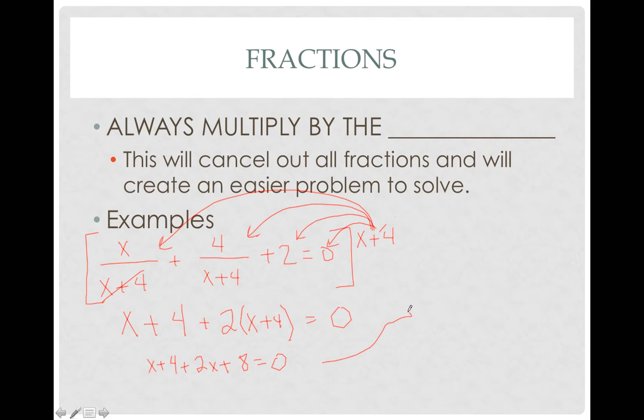I'm going to move myself right over here. x plus 2x is 3x plus 12 equals 0. If I subtract 12 and divide by 3, I get negative 4.